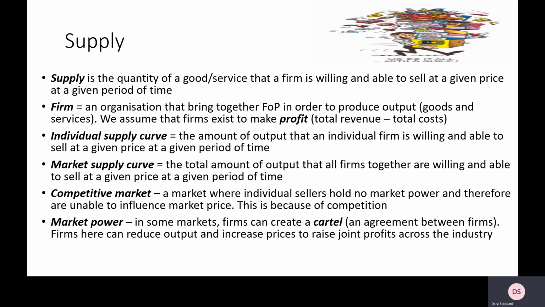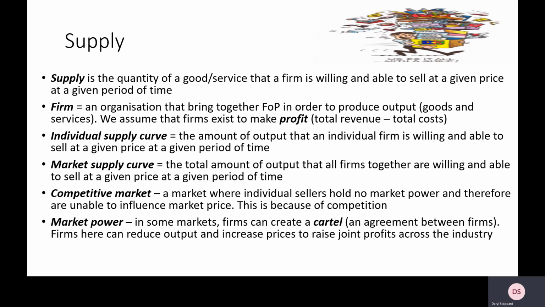So what we assume is that firms, when they bring together factors of production, are doing so to make profit. When they sell goods and services, they will generate revenue. The factors of production will cost them money. So to work out the profit they make, you work out how much money they generate from their sales, which is their total revenue, and you would then deduct the costs of producing those goods and services, which is the costs of those factors of production.